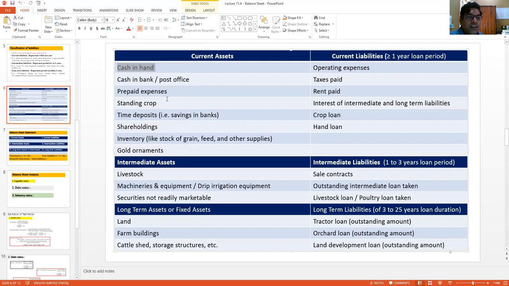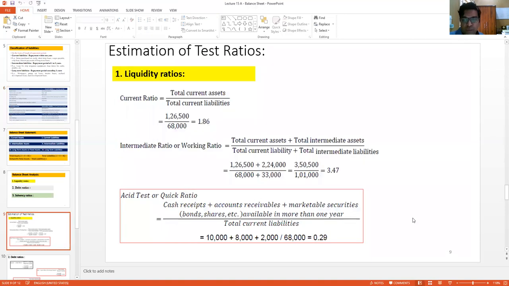Apart from that, we have standing crop, gold ornaments, and inventory. So they are physical assets. So we have monetary assets and physical assets in current assets. Now we should be estimating whether the farmer is in a position to repay the current liability just by using the cash or monetary assets or not, without selling or marketing any of his physical assets.